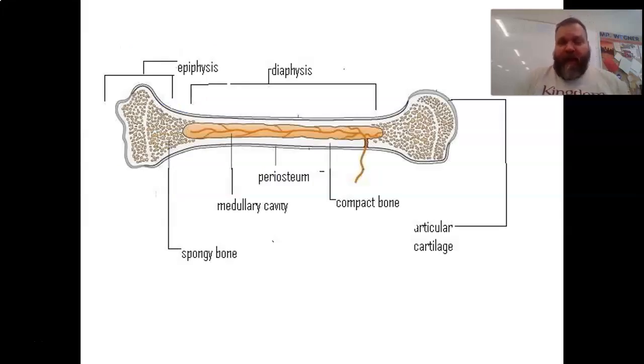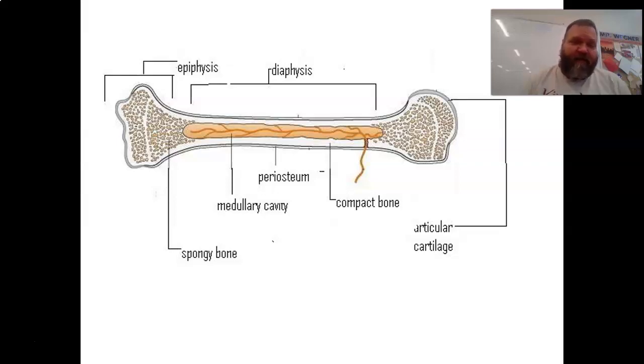This is what a bone looks like. In fact, there's going to be a diagram just like this on the test. Notice that the ends are called the epiphysis, and then the center is called the diaphysis. The diaphysis is like the shaft part of the bone. The epiphysis would be like the rounded ends.